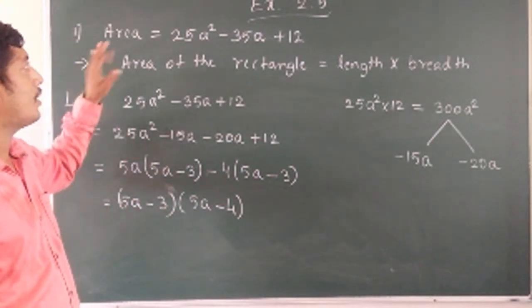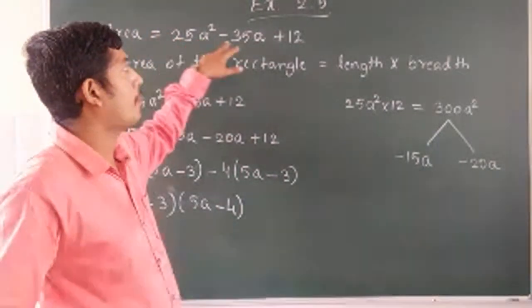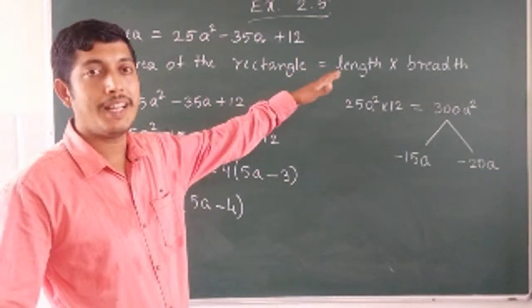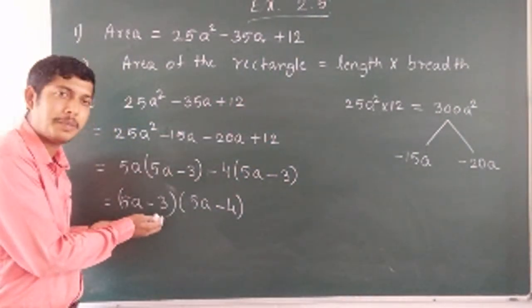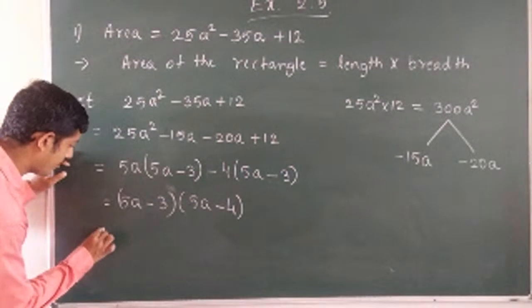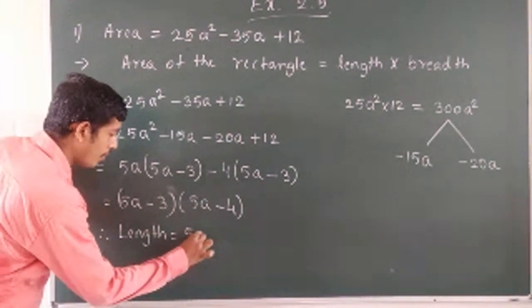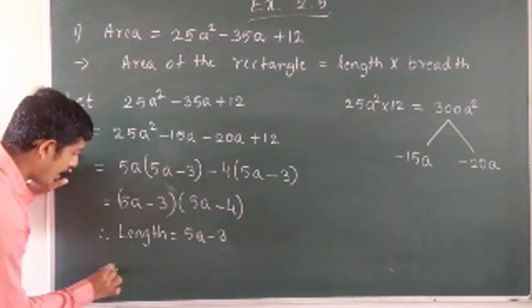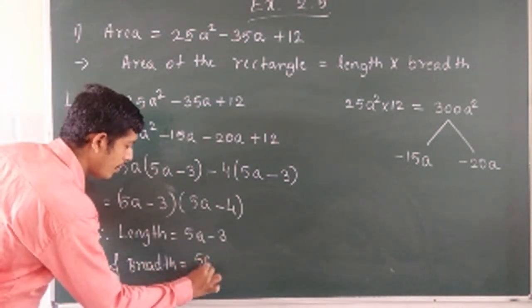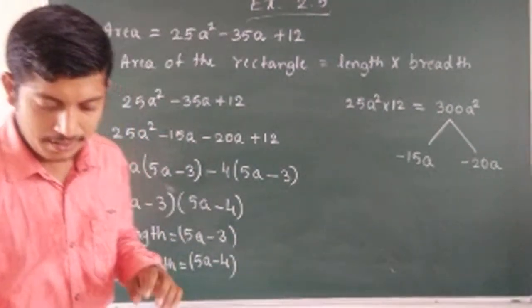And what is given? Given that the area of the rectangle is equal to 25a square minus 35a plus 12. And we know that the area of the rectangle is equal to length into breadth. So therefore we can consider one term as length and another term as breadth of that rectangle. So length equals 5a minus 3 and the breadth equals 5a minus 4.